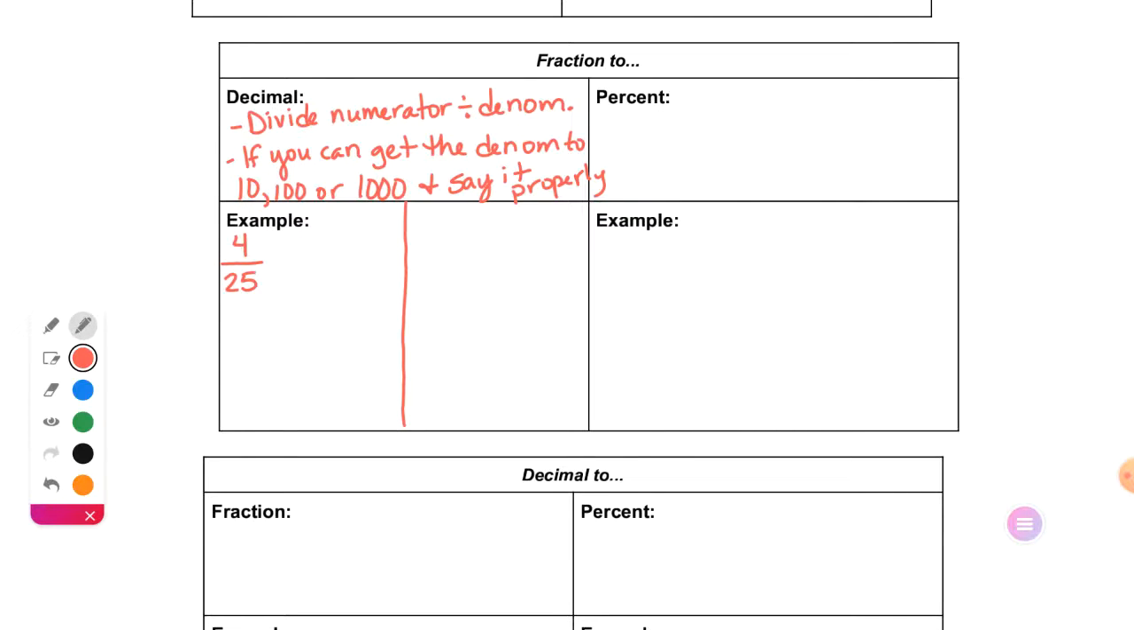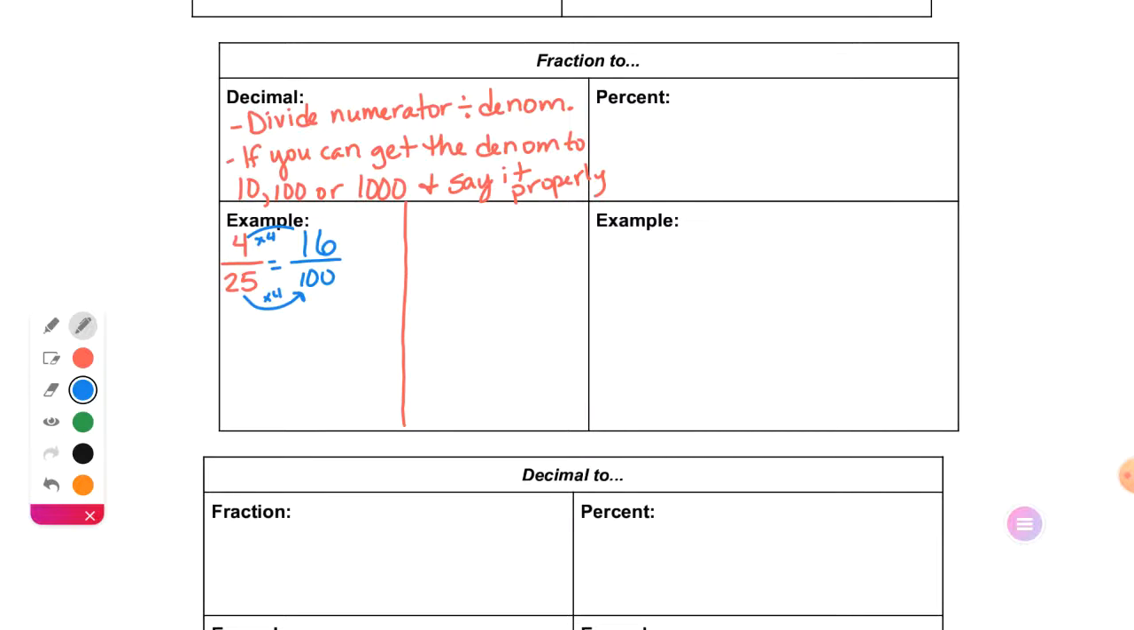4/25. Okay, if I say 4/25, does a decimal magically pop into your head? No, but can I easily get 25 to be 10, 100, or 1,000? Which one? 100 by doing what? So I'm going to show that I'm going to turn this into 100 times 4 times 4. 4 times 4 is 16.